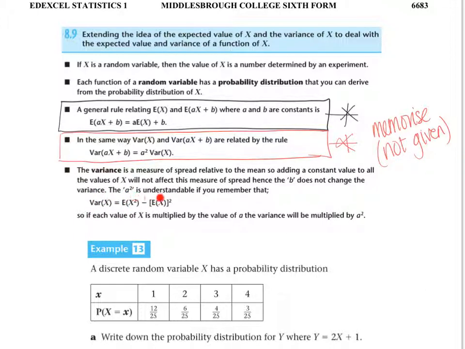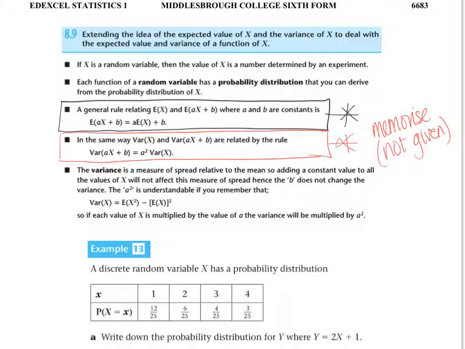And the a squared is understandable because if you remember, the variance of x is the mean of the squares minus the square of the mean. So if each value of x is multiplied by the value of a, then the variance altogether is going to be multiplied by a squared. So that's the two things that we have to remember for this next section. As I say, this does come up in the exam because you have to memorise it and you have to apply it as well.